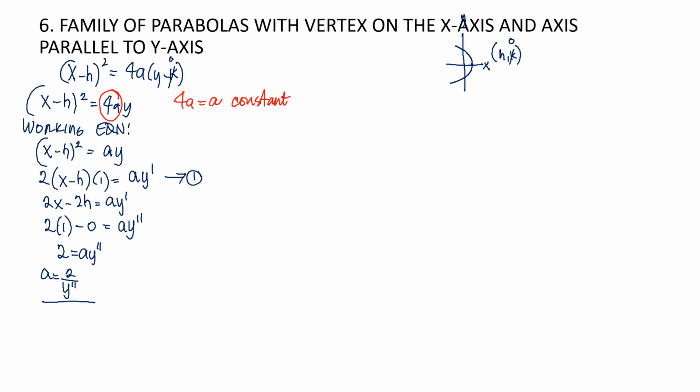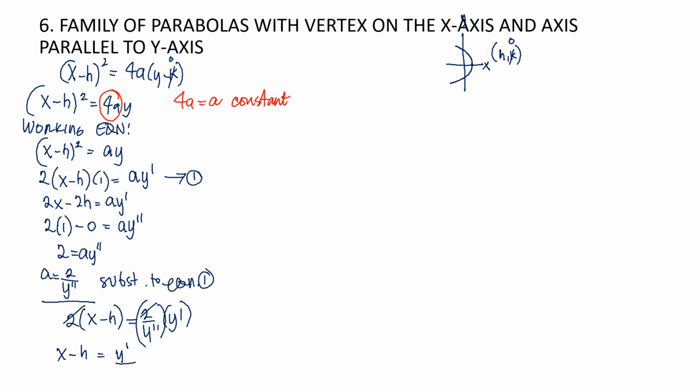So we can substitute to equation 1. As we substitute to our equation 1, this will be 2x minus h is equals to a, which is 2 over y prime, y double prime, multiplied by y prime. Okay? So I think we can cancel 2. Therefore, what remains is x minus h is equals to y prime over y double prime.